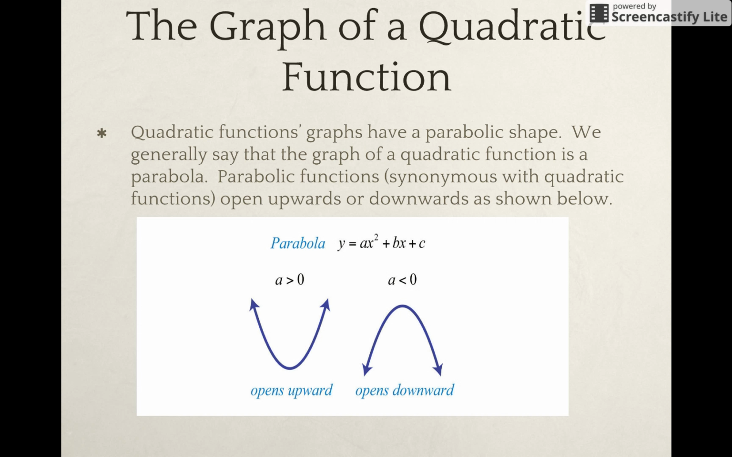The graph of a quadratic function will look like one of the two graphs below. They're both U-shaped, either opening upward or opening downward. We know whether a quadratic function will open upward or downward by the leading coefficient, which we're calling a in this definition. If the leading coefficient, or a, is greater than 0, then the parabola will open upward. If the leading coefficient, or a, is less than 0, then it will open downward.